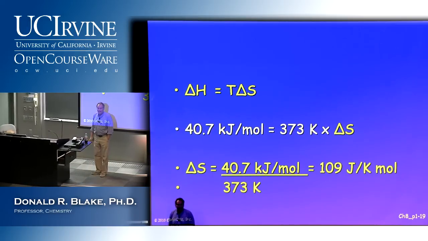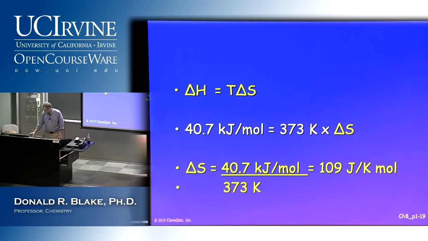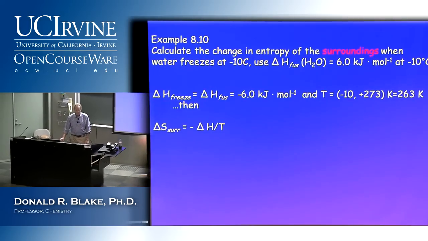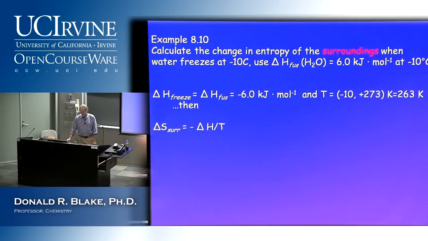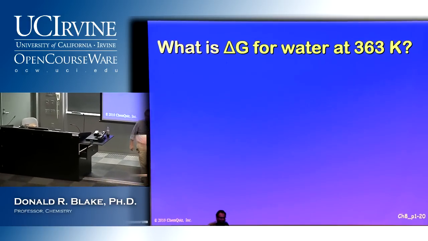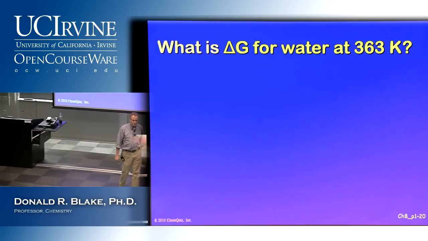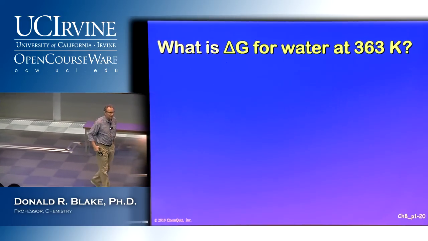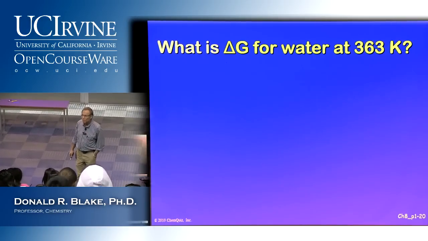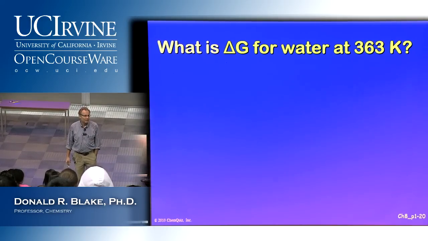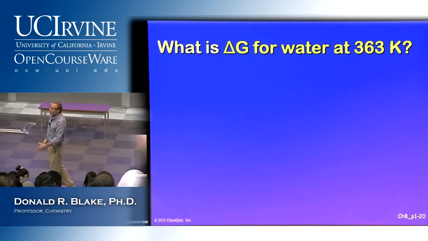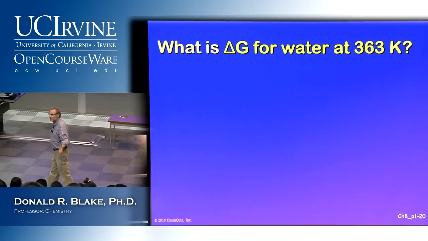Who's got an answer? Oops, I don't have an answer. But yes, it is 1.0. I remember from last night. So 1.0 or something like that is the answer, 1.7 kilojoules, 1.0, 1.1, something like this. How many got that? You just used the delta S that you figured out, the 109, and you already had the delta H of vaporization. So what is the answer, folks?